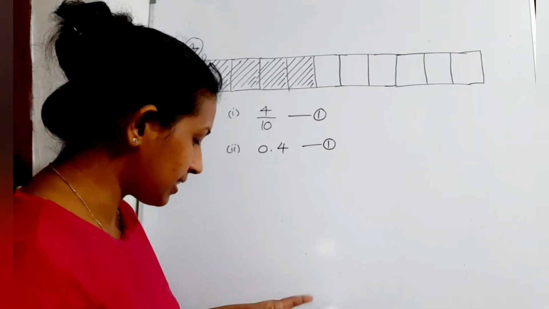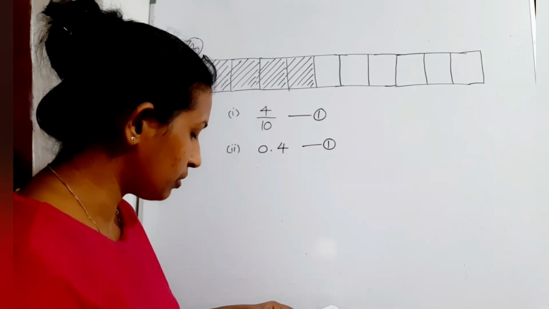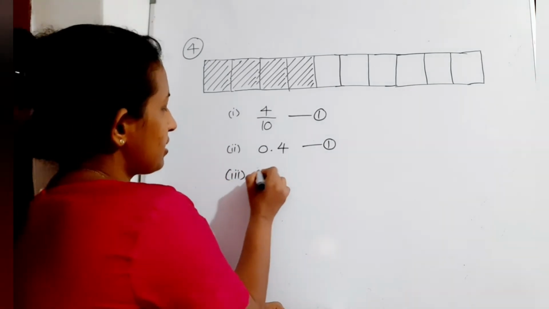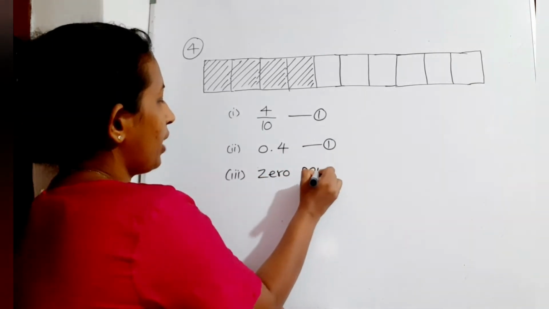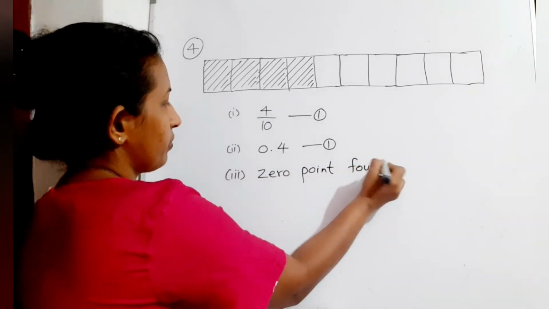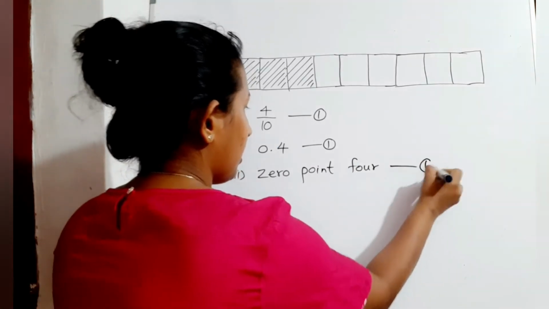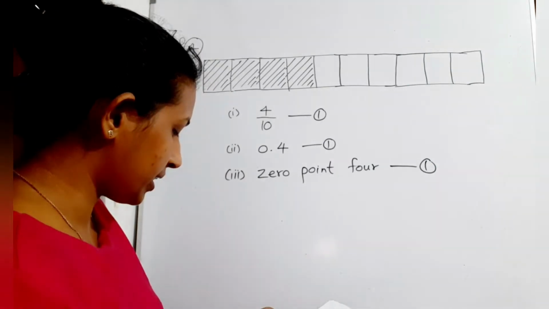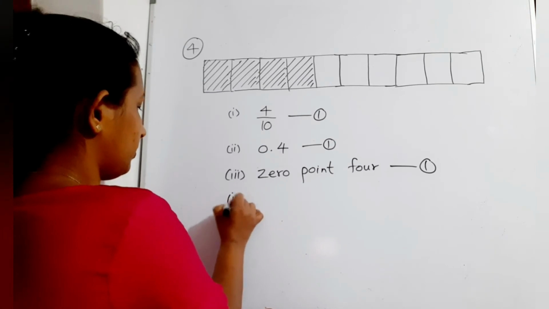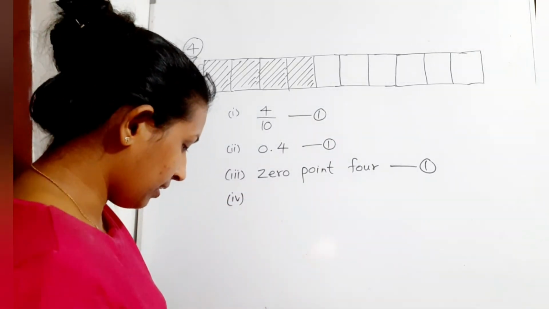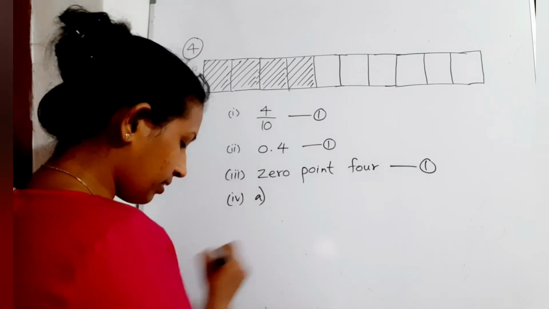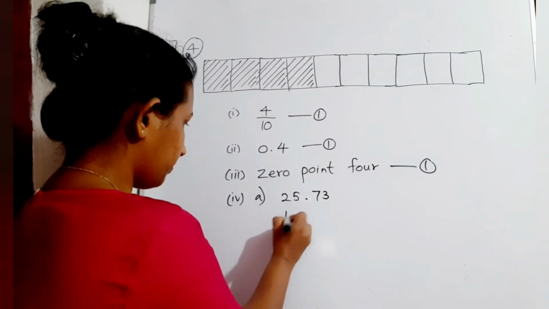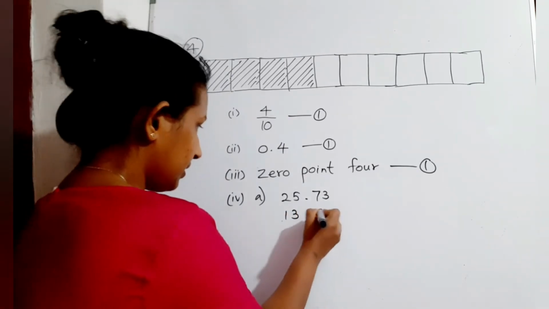Write down the above answer in words. You have to write it in words. How to write this one? 0.4. Then you will have 1 mark. Then fourth question, simplify. Part A, 25.73 subtract 13.67.